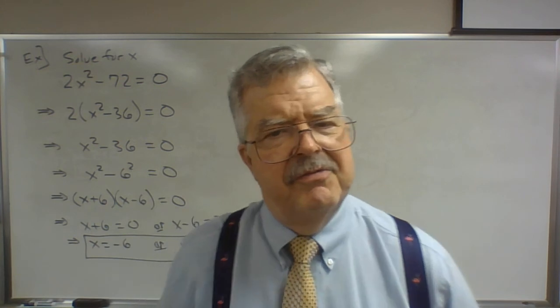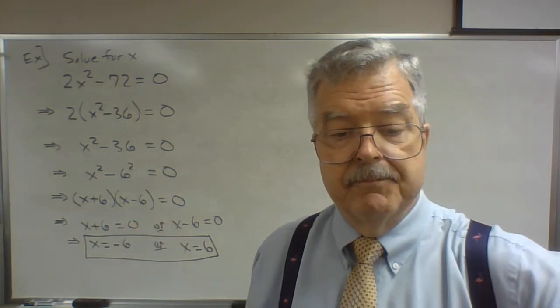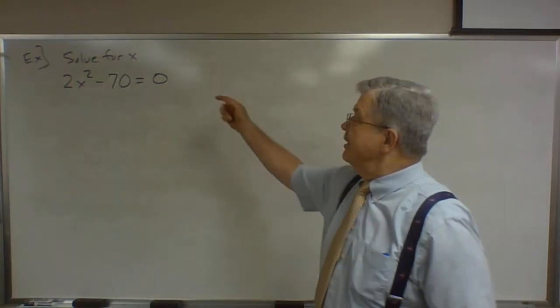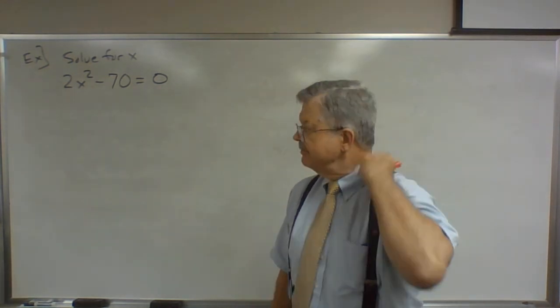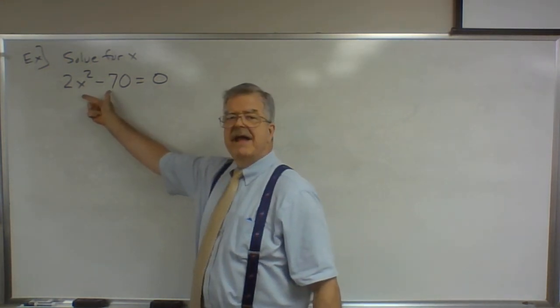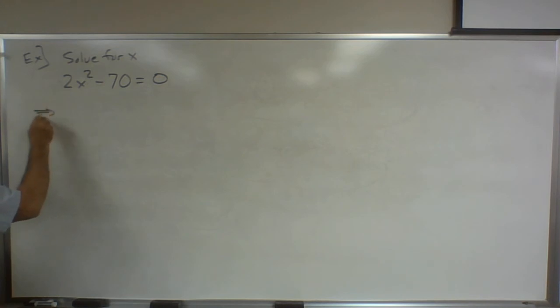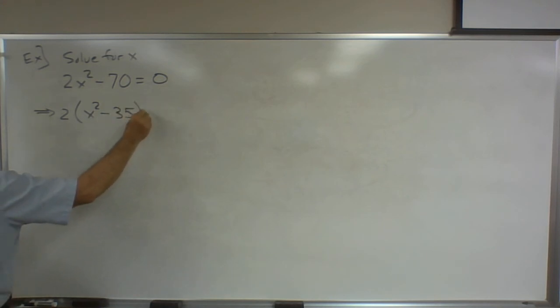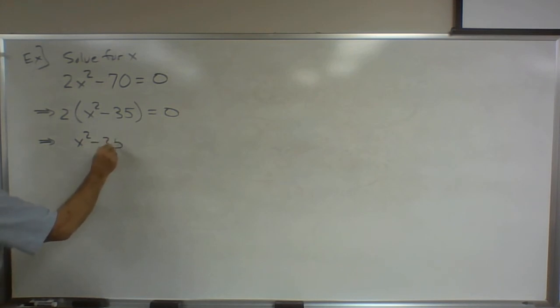Let's try something that's very similar to the one that we just did, just so that I can prove a point. This is similar to the last exercise, but not exactly like the last exercise. We do have a common factor of 2 in both terms, so we can factor out the common factor. And then we can divide both sides by 2. And that leaves us with x squared minus 35 is equal to 0.